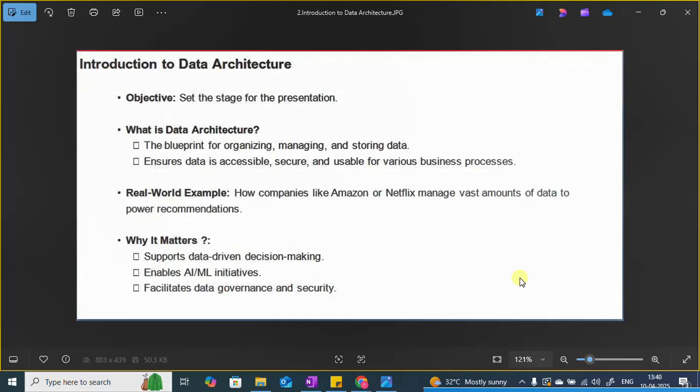And why does it matter? Why does data architecture matter? It matters to organize and store the data in a proper manner, a proper way. It supports data-driven decision making, enables AI/ML initiatives, and facilitates data governance and security. Going forward, we'll discuss everything: what is data governance, what is security, all about. Let me go one by one.